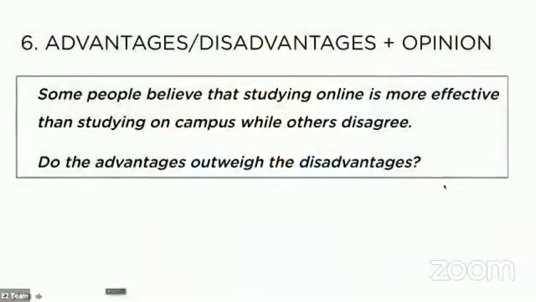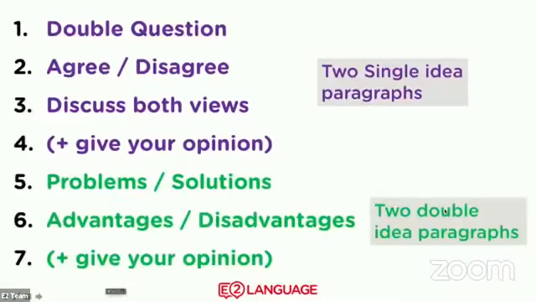I just wanted to refresh your understanding and memory of those 7 different types. This leads to something more important. Well, maybe not more important, as important. That is, there are two types of paragraph structures you need for each type of essay. 1, 2, 3, and 4, the purple ones. That's where you will write two single idea paragraphs.